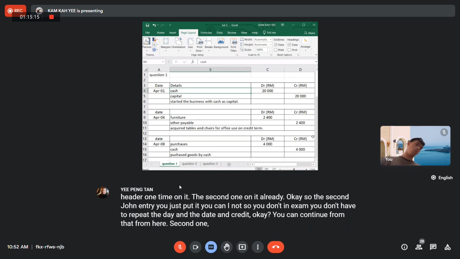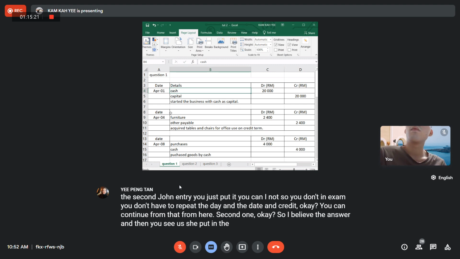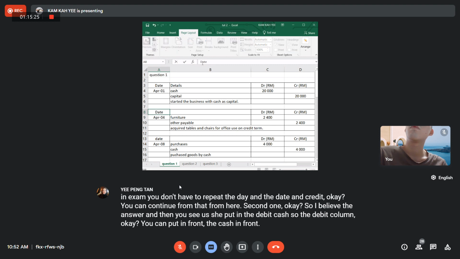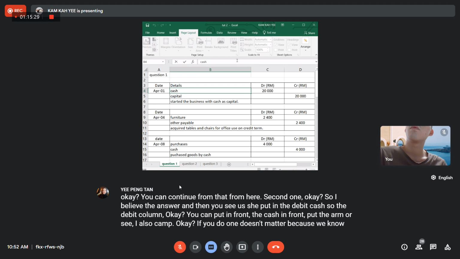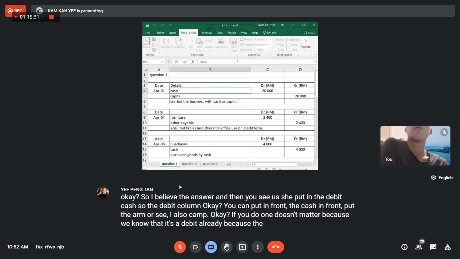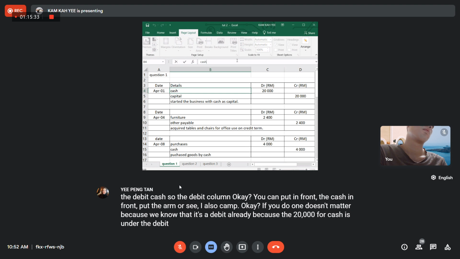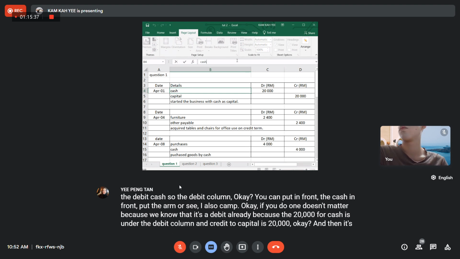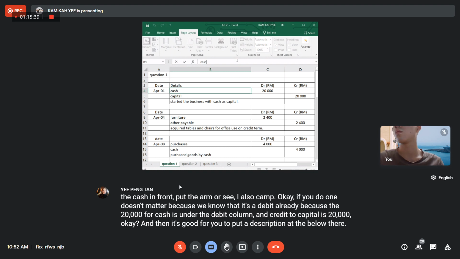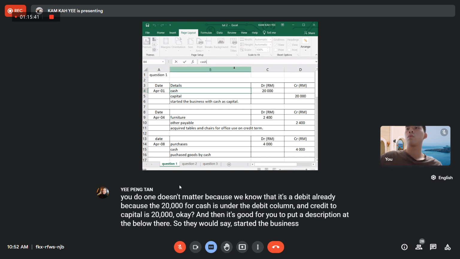Compare the second one. Okay, so I believe the answer, and then you see she put in the debit cash, so the debit column. You can put DR or CR in front of the cash also. If you don't want, it doesn't matter, because we know that it's a debit already, because the 20,000 for cash is under the debit column, and credit to capital is 20,000. And then it's good for you to put a description below there. So they will say started the business with cash as capital.